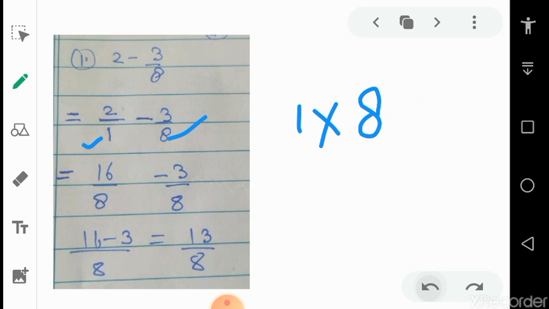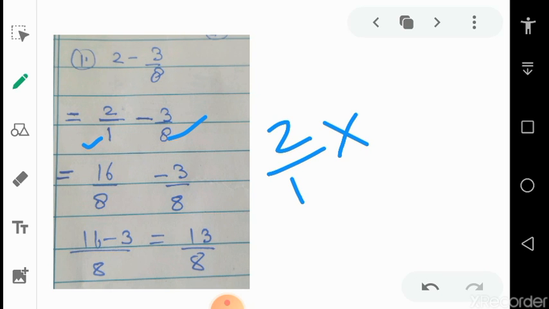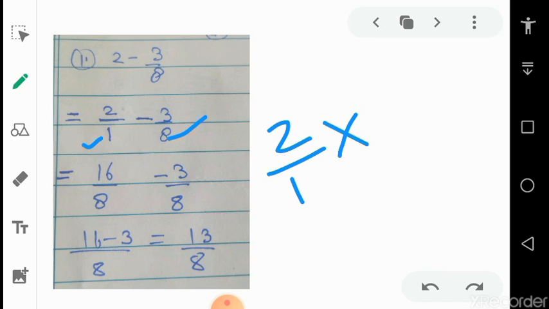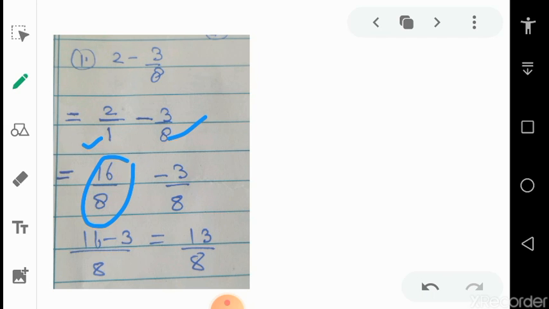Hence we can write 2 upon 1 multiplied by 8 upon 8, and it becomes 16 upon 8. So I have written it directly. You can do this calculation in your mind. Sorry, it is 16 upon 8. Okay, so it is converted into 16 upon 8.